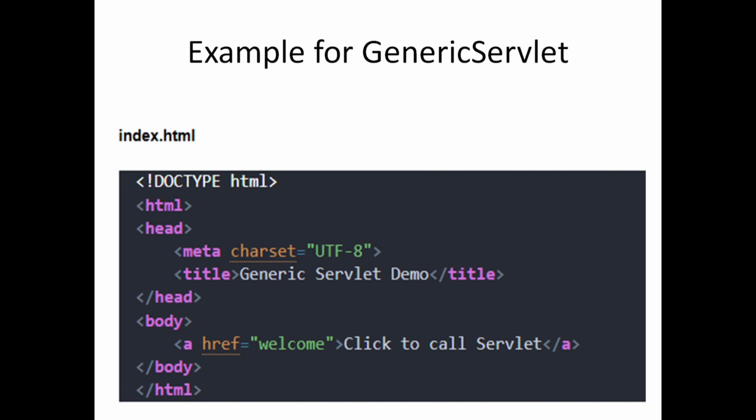So this is a basic example for GenericServlet. This is my HTML file, where I'm creating a simple web page which contains a link. That link is connected to the servlet. Once I click on that link, it connects to the servlet. This is my basic HTML program. The title of my web page is Generic Servlet Demo, and inside my body tag I'm giving the reference to my servlet with href. I'm just creating a link. By clicking on this link, I can connect to the servlet and a response is produced on my web page.